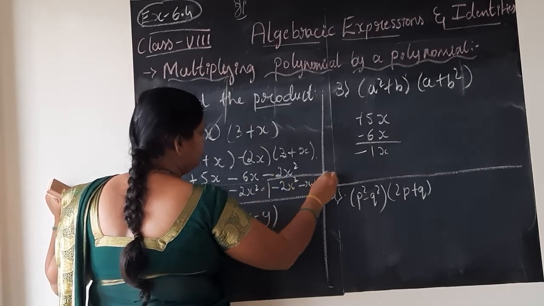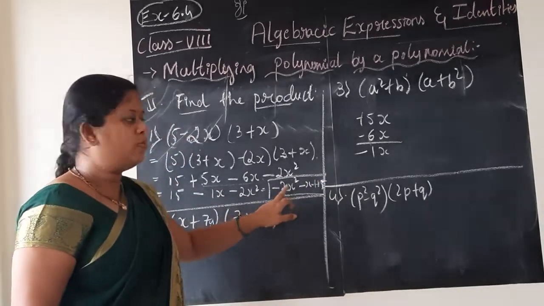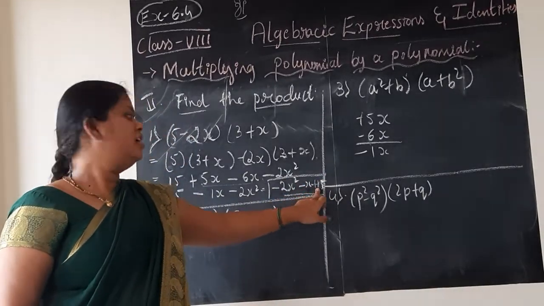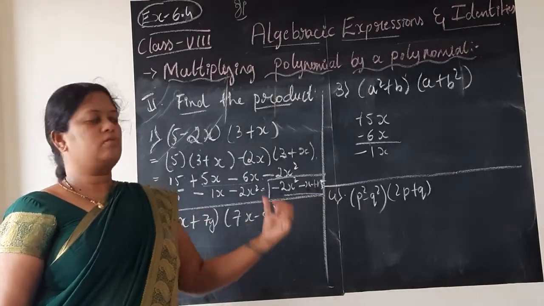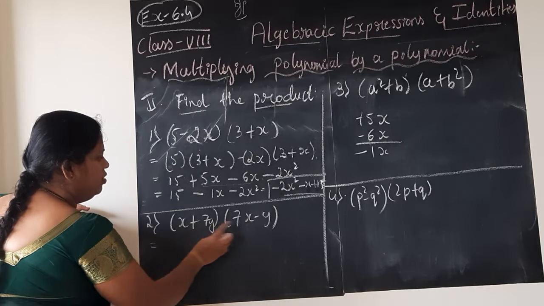I have written it too small, children. I will repeat, this is minus 2x square minus x plus 15. Power 2, power 1 and power 0. Constant in the last. This is how you solve. Similarly, next question, binomial into binomial.